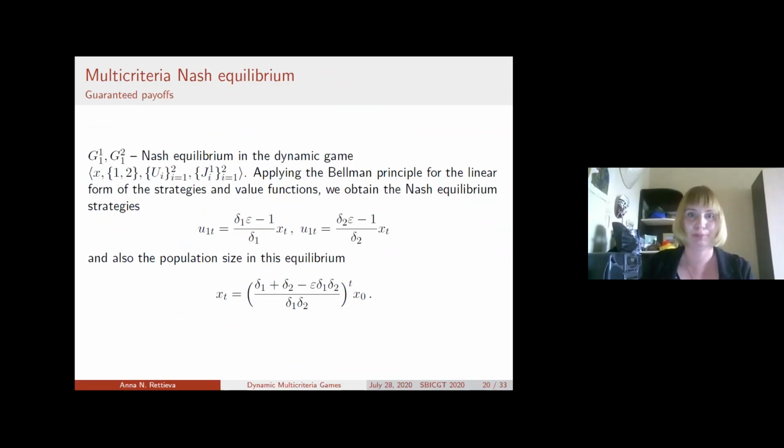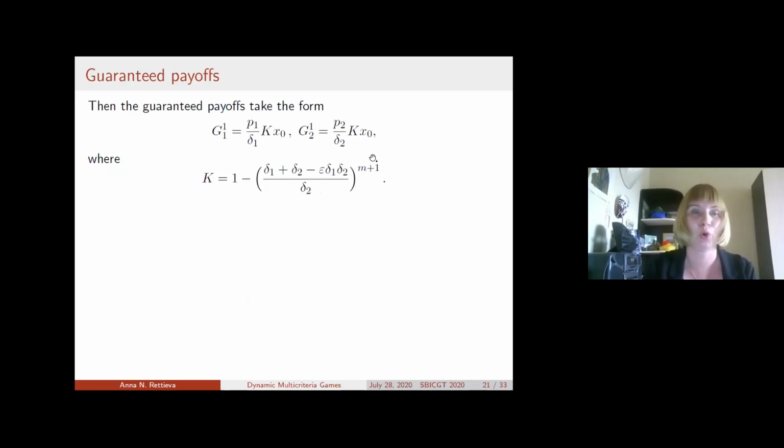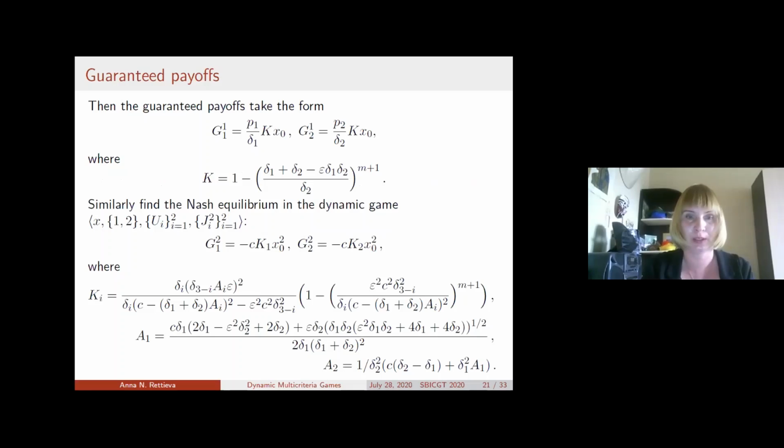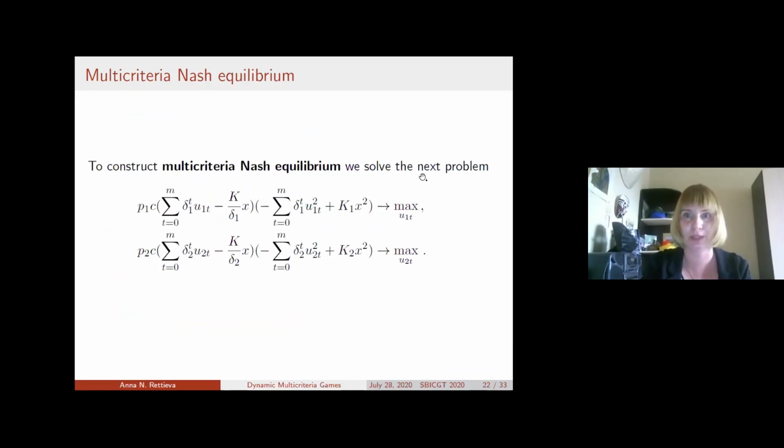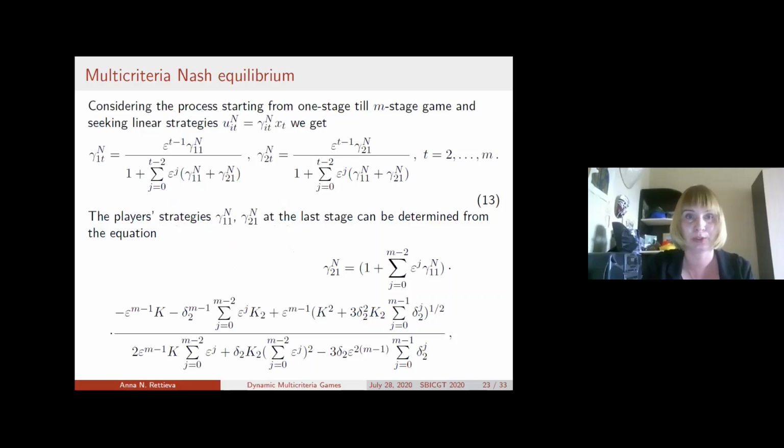So we start with non-cooperative behavior. First, we should construct the guaranteed payoff points. As you remember, it's a Nash equilibrium. The first guaranteed point is a Nash equilibrium with the first criteria of both players. We can do it, and the guaranteed payoff will take this form. And similarly, the second guaranteed payoff point is a Nash equilibrium in the dynamic game with the second criteria of both players. And now, to construct the multi-criteria Nash equilibrium, we solve the next problem. So for each player, we maximize the product of the difference between his optimal Nash equilibrium and guaranteed payoffs. And considering this process starting from stage one till stage M of the game, and seeking linear strategies, we can construct it in this form, and the player strategies at the last stage can be determined from those equations.